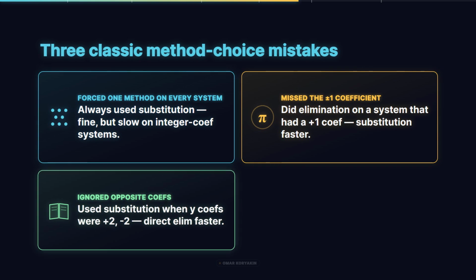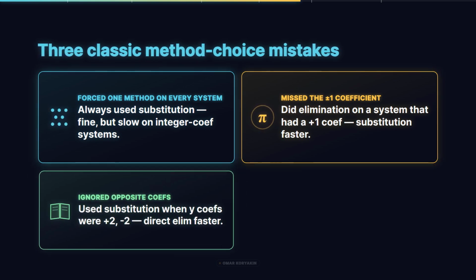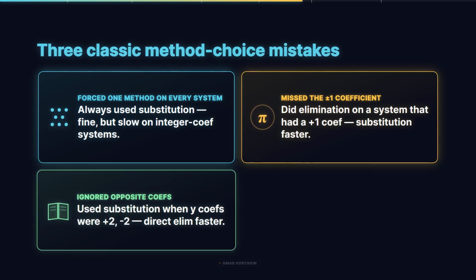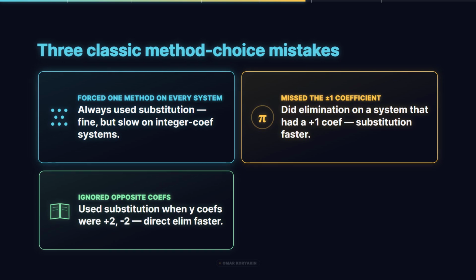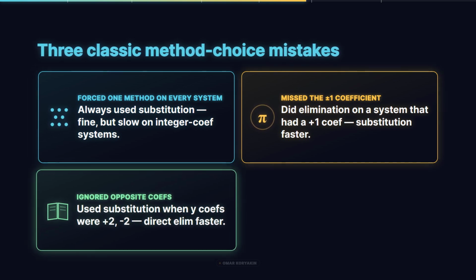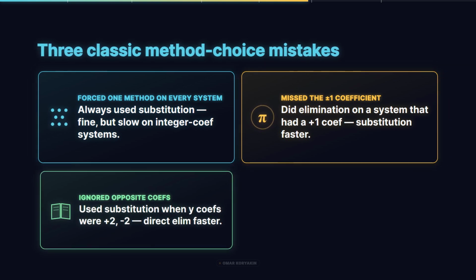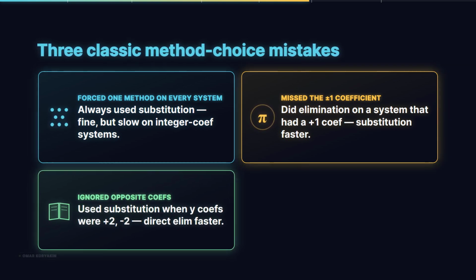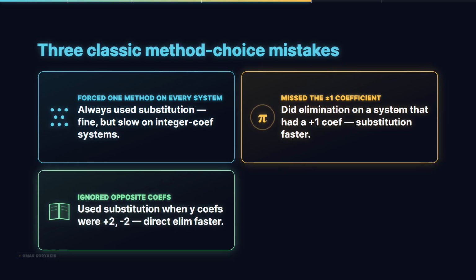Third mistake: ignoring opposite or equal coefficients across the two equations that signal direct elimination. A student sees 3x plus 2y equals 7 and 5x minus 2y equals 9 and goes to substitution because of habit, missing that the y coefficients plus 2 and minus 2 cancel directly when the equations are added. The fix is to scan both equations for matching or opposite coefficients on either variable. Finding such a pattern makes elimination the natural one-step move.